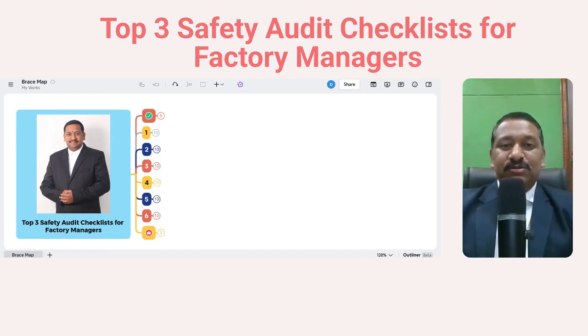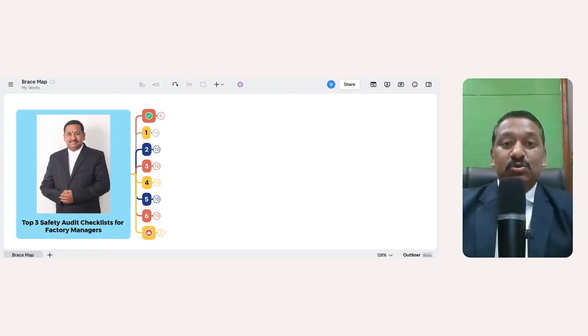Many factory managers believe that safety audits are conducted to satisfy compliance requirements or prepare for inspections. But the real purpose of a safety audit is much bigger.